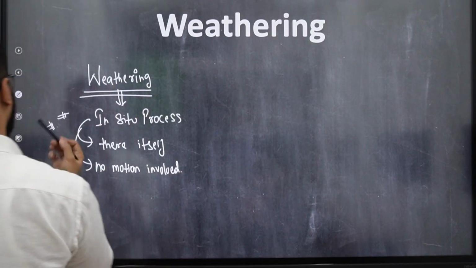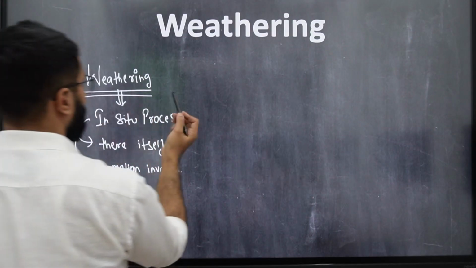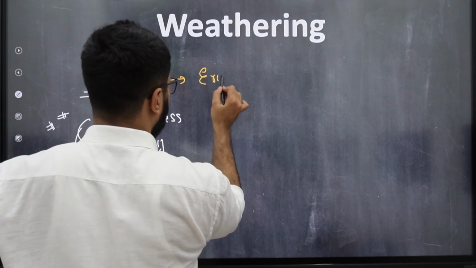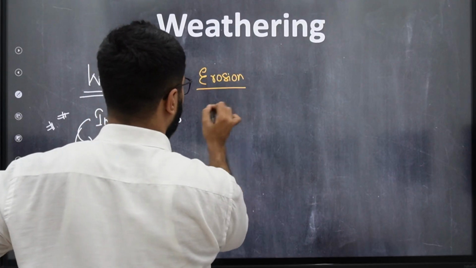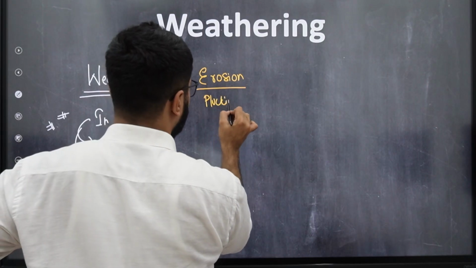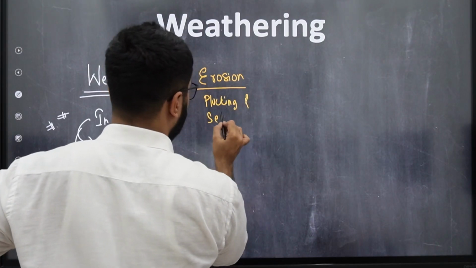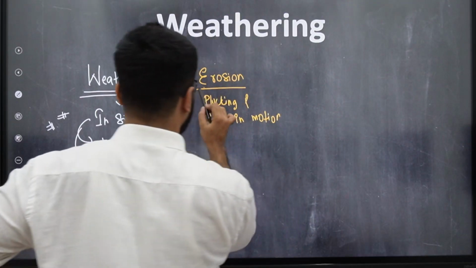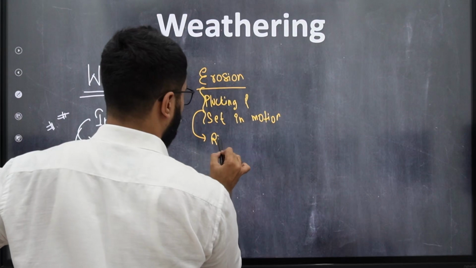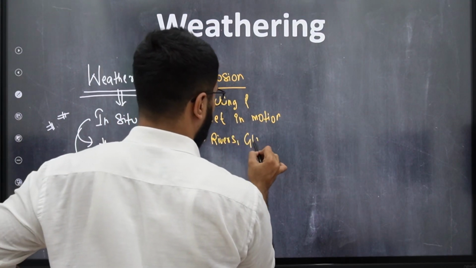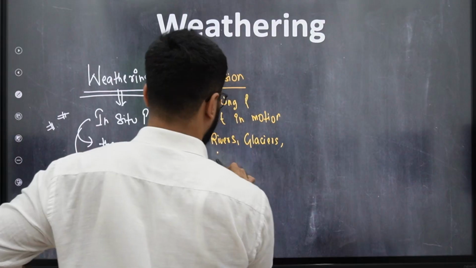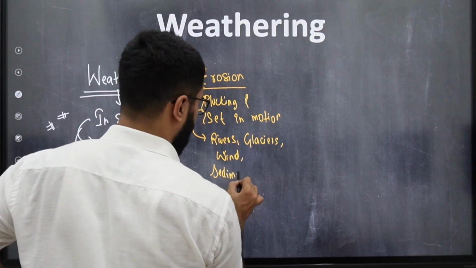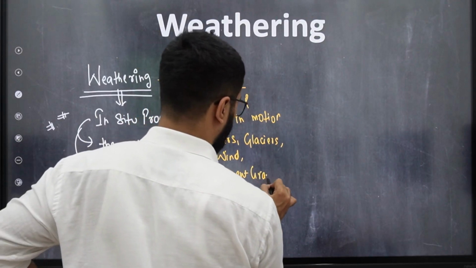All right. But once the material is weathered, I have got the clasts. Now this will be plucked out by the process of erosion. That is plucking, and set in motion. What all are the agents of erosion? We have rivers, we have glaciers, we have wind, and we have sediment gravity flows.